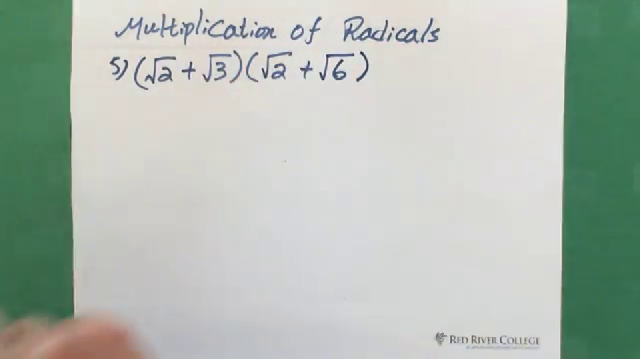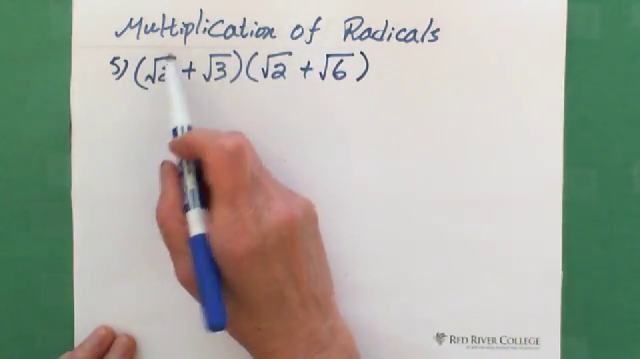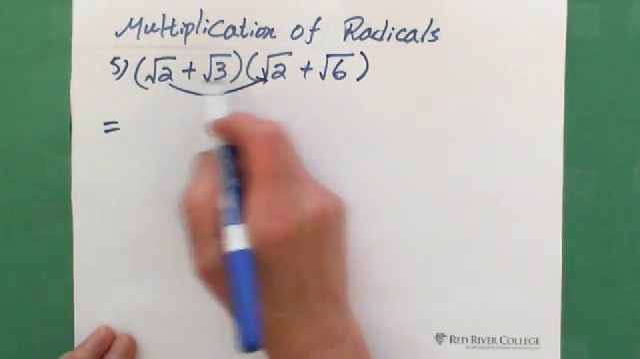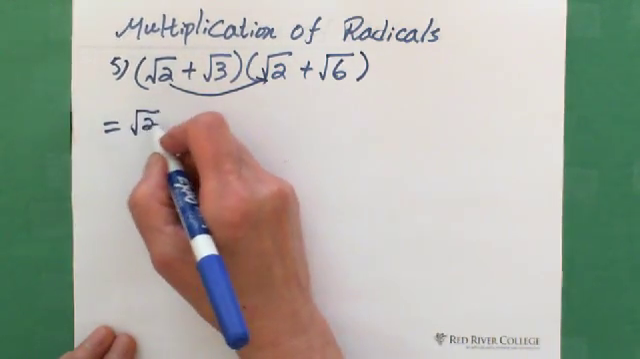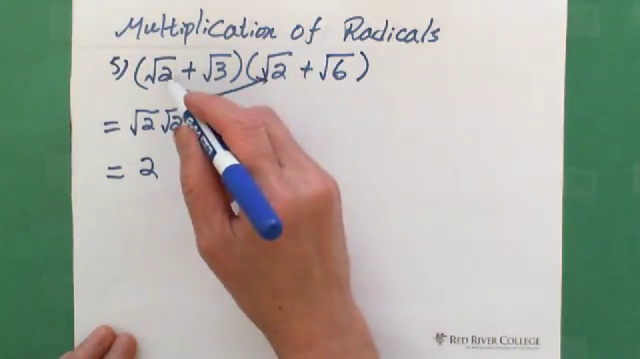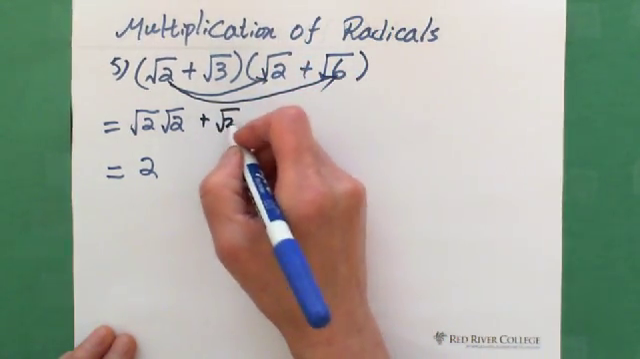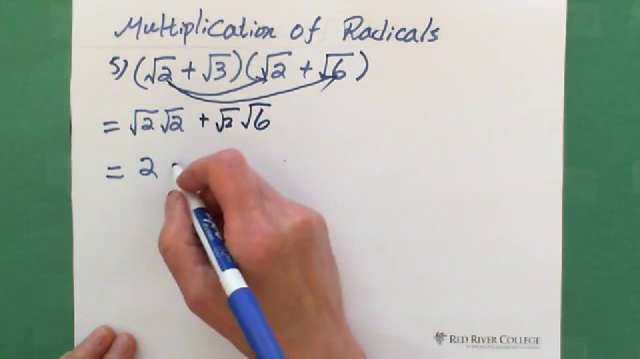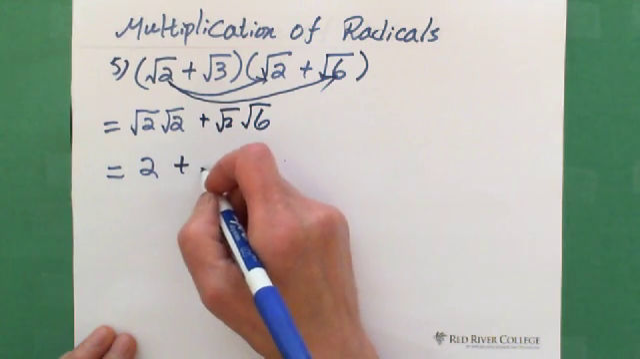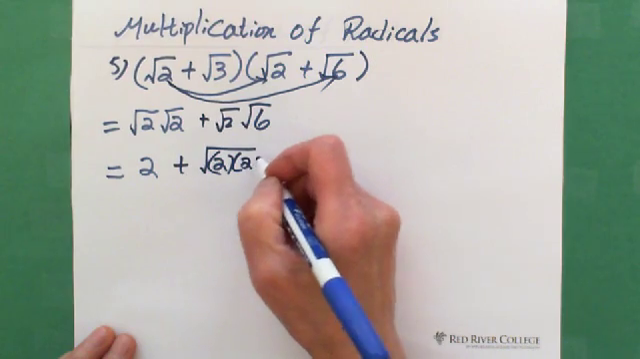Binomial multiply binomial, we follow the distribution, the FOIL rule. So these two multiply together first, right? We got square root 2 times square root 2, which will be equal to... And then this will multiply that one, which is plus square root 2 times square root 6. So how do we simplify this one? Because you got square root 2 times 6, and 6 is 2 times 3, right?